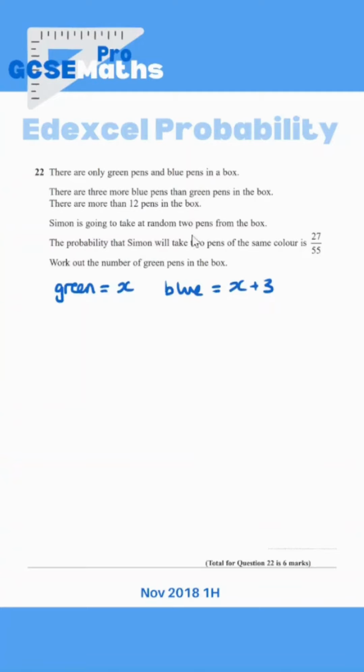Simon is going to take at random 2 pens from the box. Okay, immediately I'm thinking probability tree. The probability that Simon will take 2 pens of the same colour is 27/55. Work out the number of green pens, so work out X in this case.